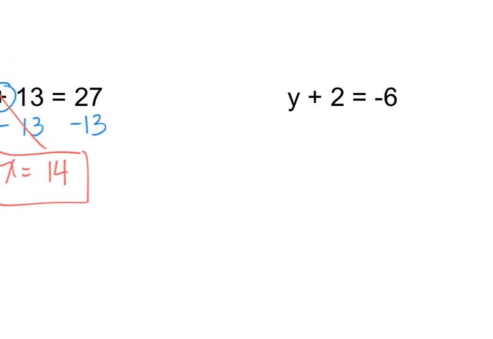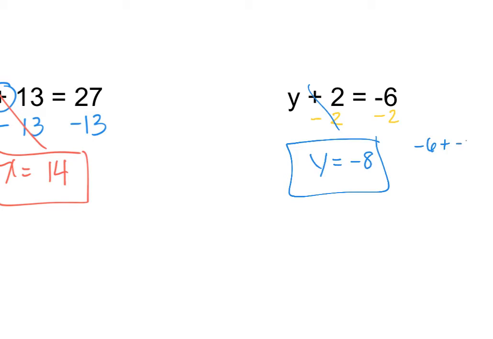Now with this y, same thing, guys. We've got y plus 2 equals negative 6. The opposite of addition is subtraction, so we're going to subtract 2 from both sides. These will cancel, so we're left with y equals negative 6 minus 2, which is negative 8. This is the same as negative 6 plus negative 2, which is negative 8. All right, and next slide.